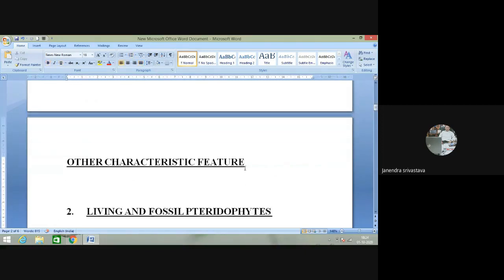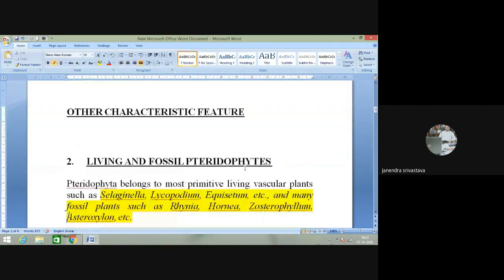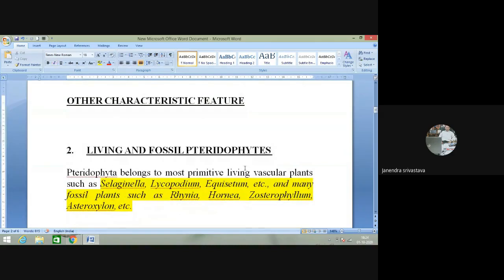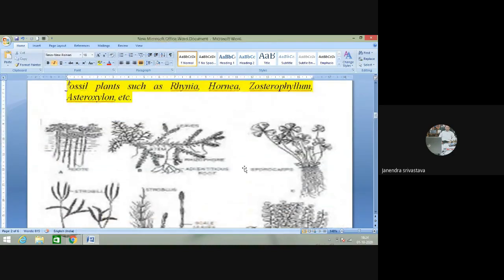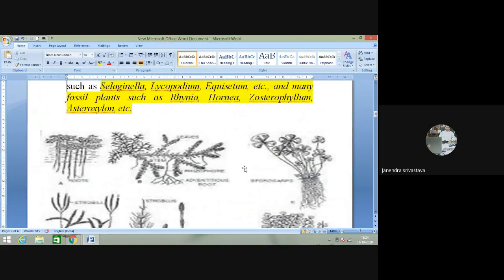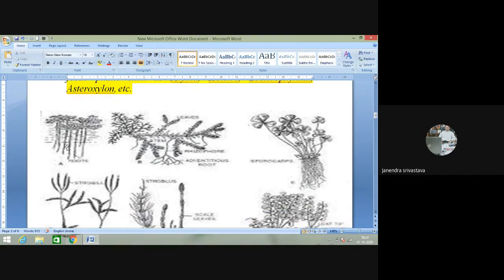Some other characteristic features include living and fossil pteridophytes, for example, Rhynia, Selaginella, Equisetum, Zosterophyllum, Asteroxylon, etc. In the picture, you can see the roots here, and these are the leaves, and this is the sporophyte, and this is the adventitious roots.